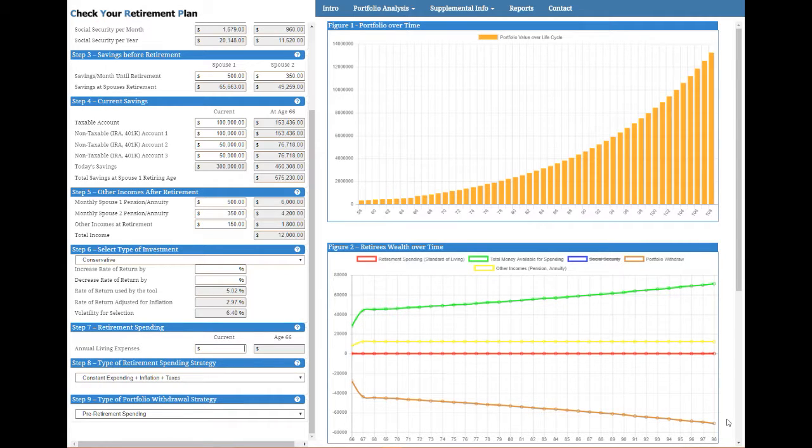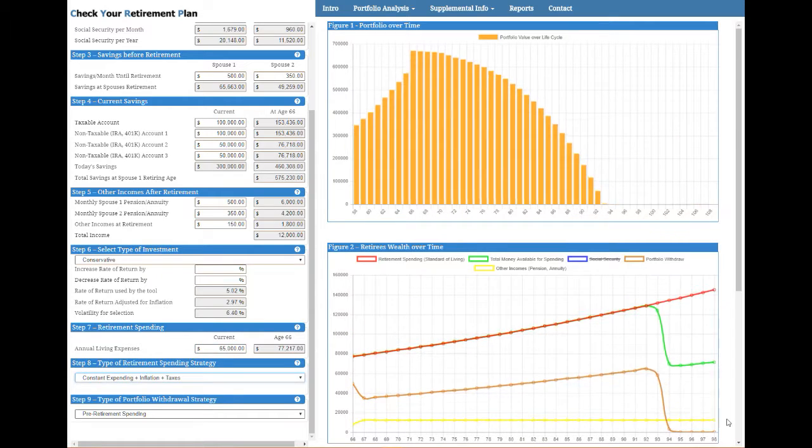When you enter your annual living expenses, the tool calculates the future value of those expenses at retirement age based on the cost of living. So, let's enter $65,000 as the annual living expenses. As soon as you enter the annual expenses, the tool recalculates the annual values and shows that the money will last until Spouse 1 at age 92.